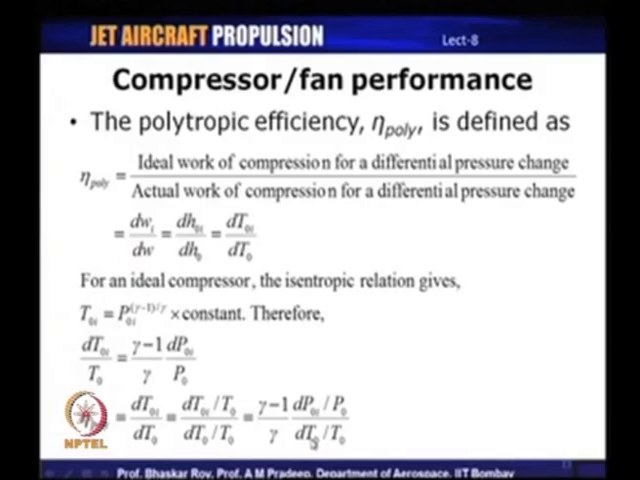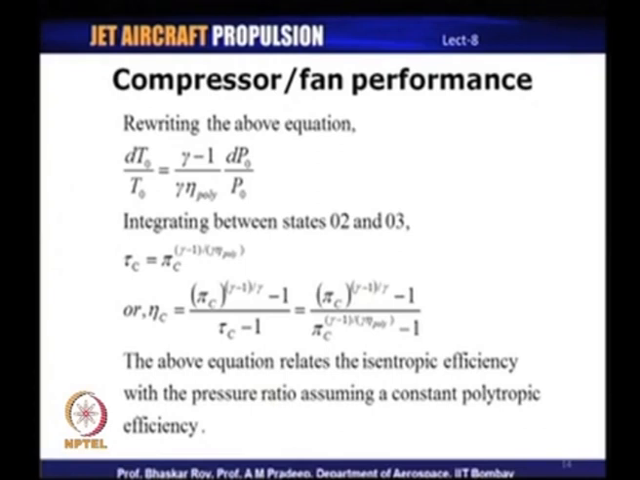We are now going to express that in terms of a parameter which we can very easily use in the isentropic efficiency terms. So, if you rewrite the equation that we have just seen, we get dT0 by T0 is equal to (gamma minus 1) by (gamma eta polytropic) into dP0 by P0. If we integrate this between states 02 and 03, which are the inlet and exit of the compressor, then we get tau c is equal to pi c raised to (gamma minus 1) divided by (gamma multiplied by eta polytropic).